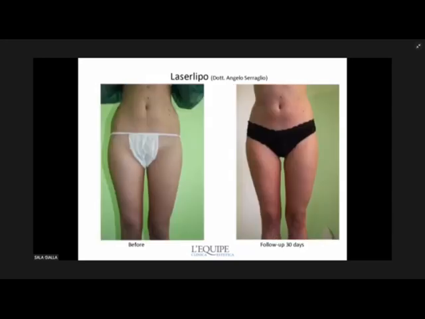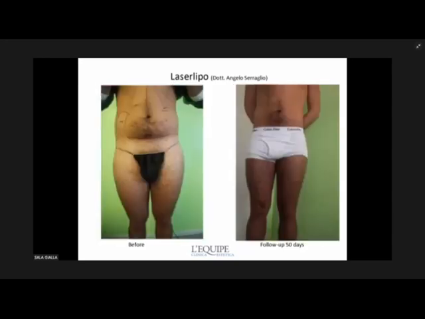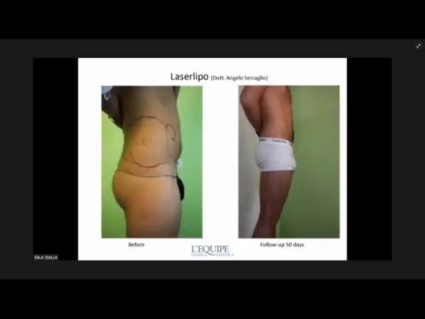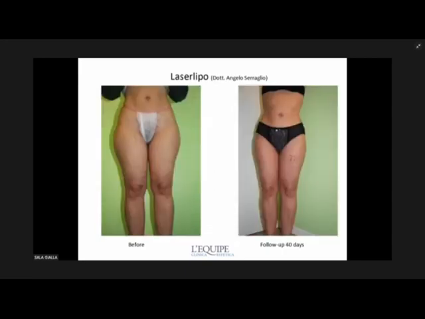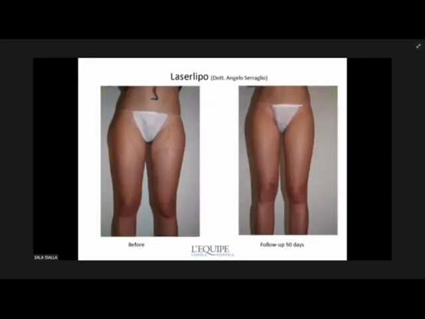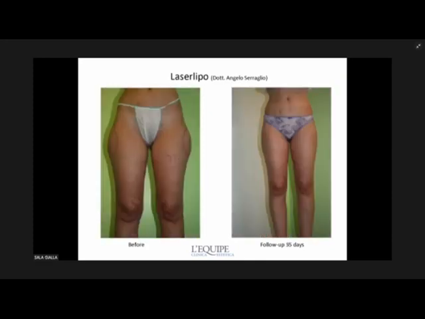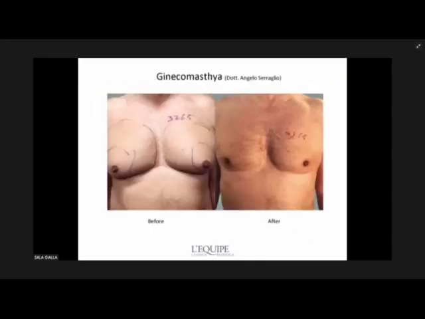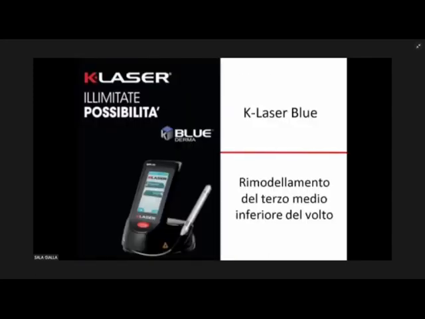Beyond reducing the fat panniculus under the cutaneous layer, we achieve an improved look in terms of the skin and its tone and firmness. The arms, the upper limb, you can use it on the thorax. Another endogenous application of K-laser blue is the remodeling of the lower third medium.